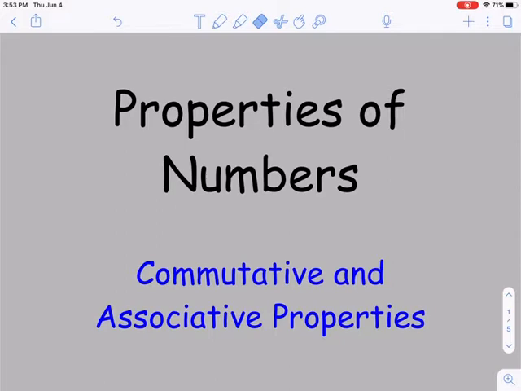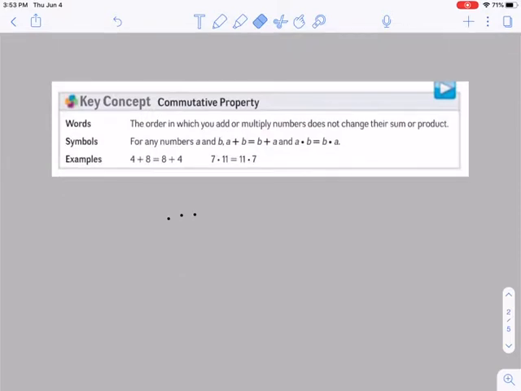So commutative and associative property are some properties you should be kind of familiar with from earlier. I believe 5th and 6th grade you kind of cover these. Commutative property basically says that when you're adding numbers together, you can move them around and you'll get the same result. Same thing with multiplication. So it applies to multiplication and adding.